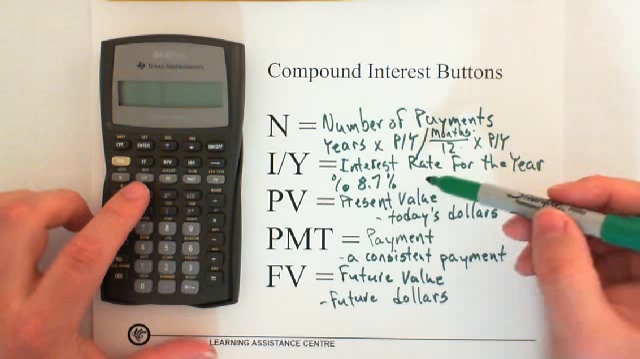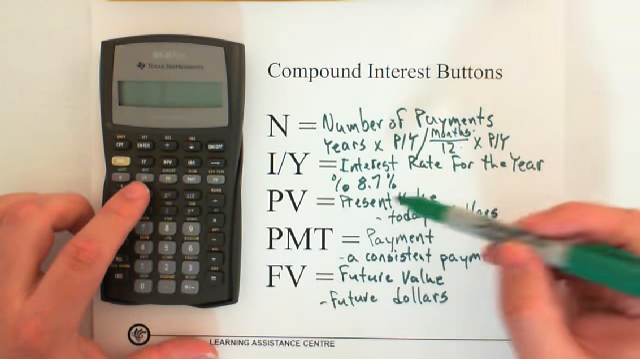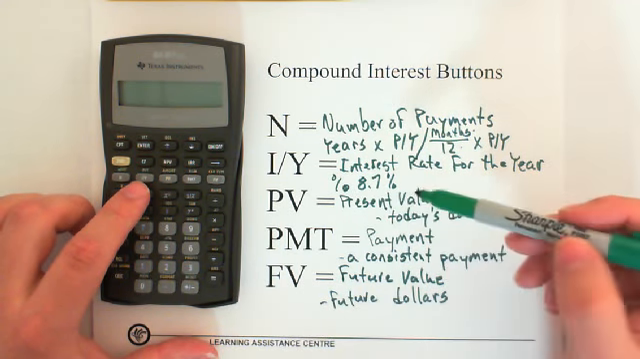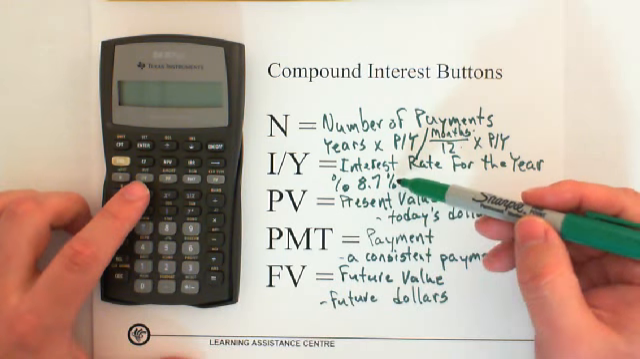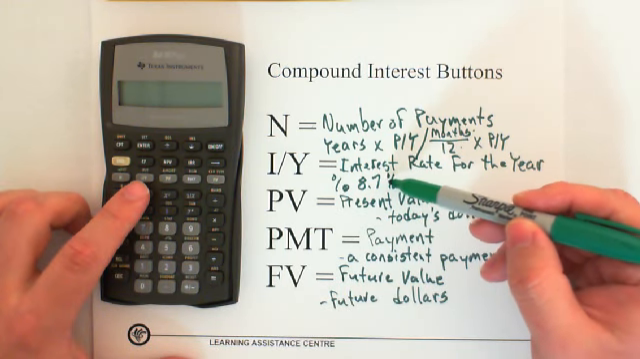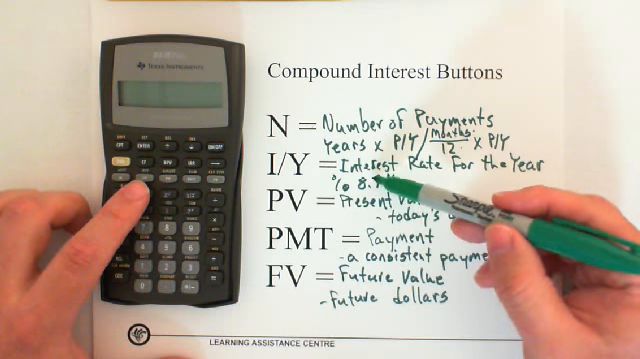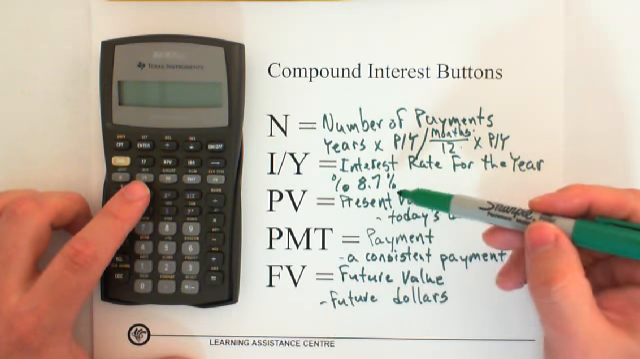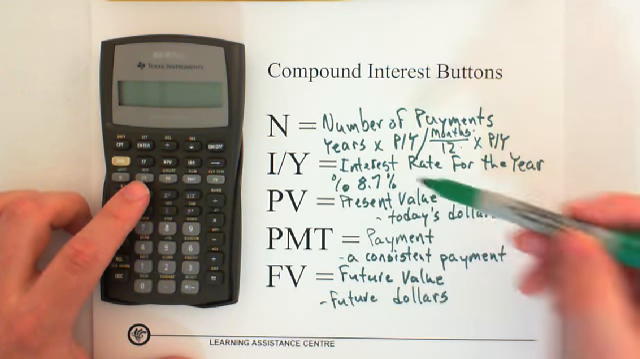The second button is our interest rate for the year, and that's always the percentage in the question. And so then if they give you 8.7%, do not change this to a decimal, just leave it as 8.7 and type it into the button that way.